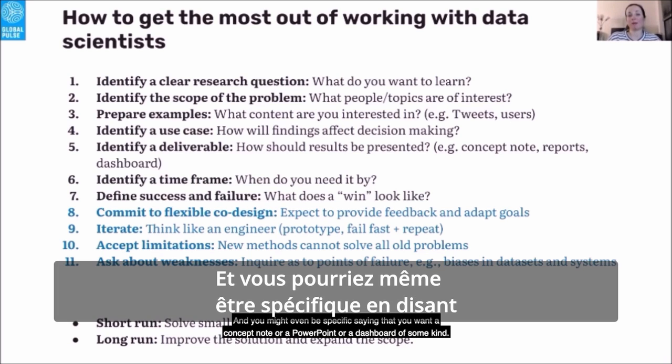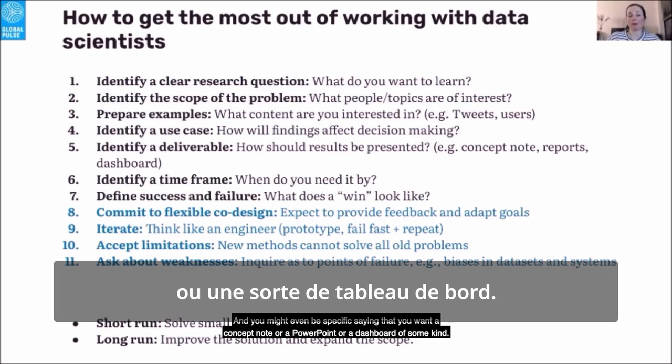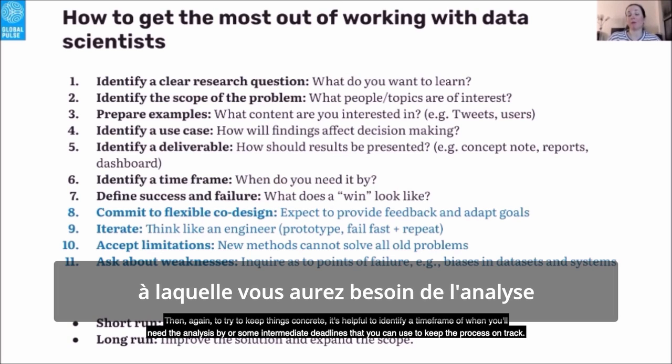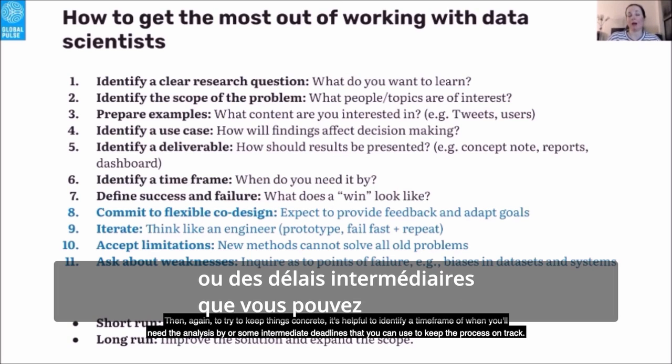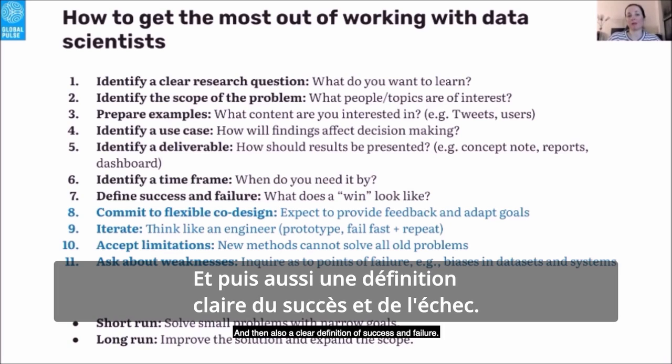And you might even be specific, saying that you want a concept note or a PowerPoint or a dashboard of some kind. Then again, to try to keep things concrete, it's helpful to identify a time frame of when you'll need the analysis by, or some intermediate deadlines that you can use to keep the process on track. And then also a clear definition of success and failure.